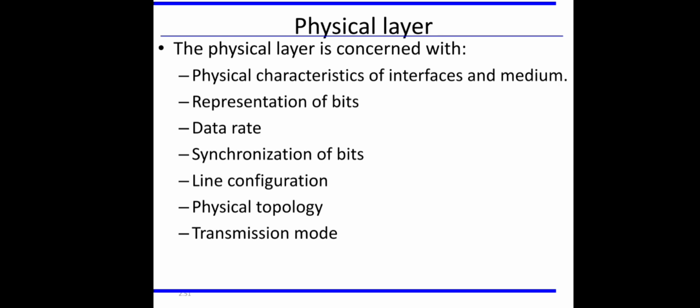What type of mode is used by this media: whether it is simplex mode, always from sender to receiver, or half duplex, where only one at a time, but both sender and receiver can use the same media, or full duplex mode, where both sender and receiver can simultaneously use the same media for transmission. All these physical characteristics of the media are concerned with the physical layer. Usually the physical layer functions are implemented as a combination of network software and hardware, because it's the lowermost layer. So this is about the physical layer.